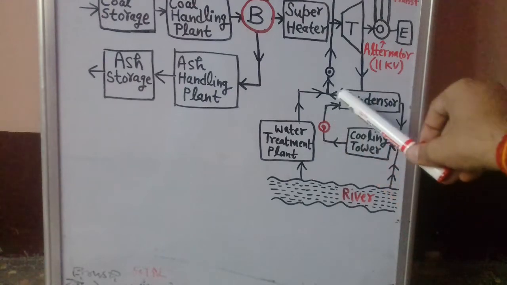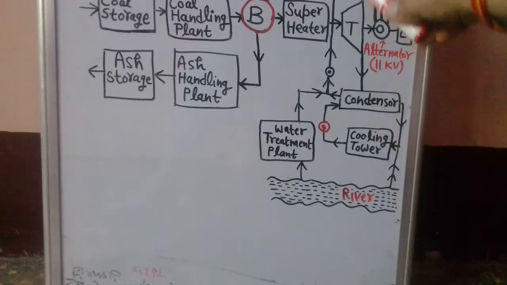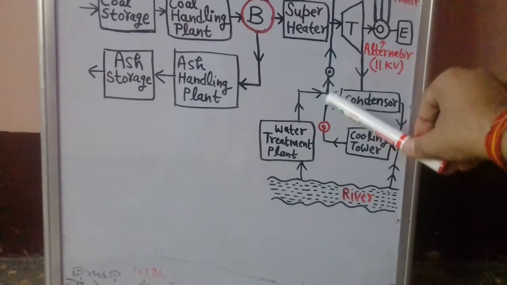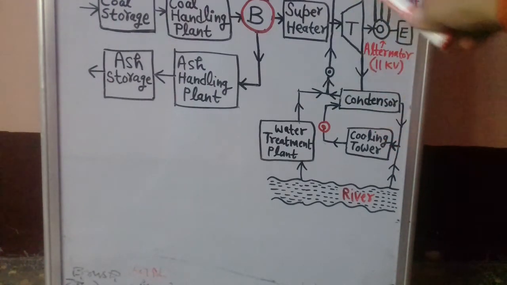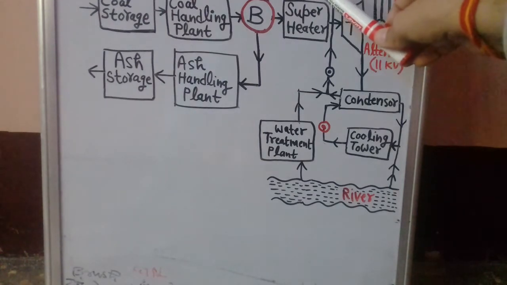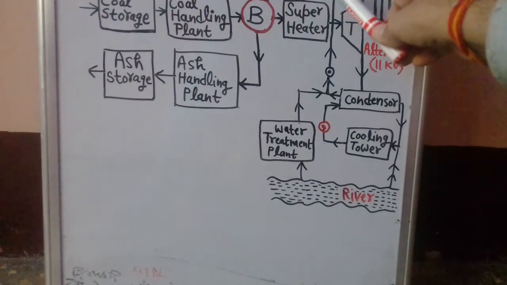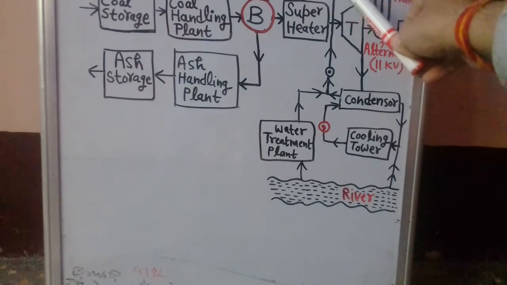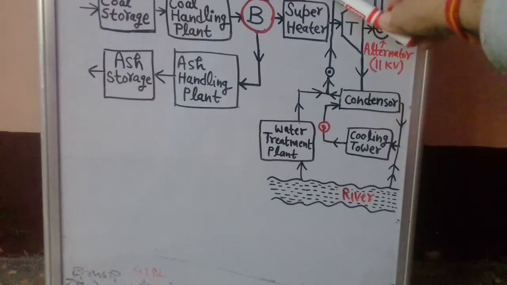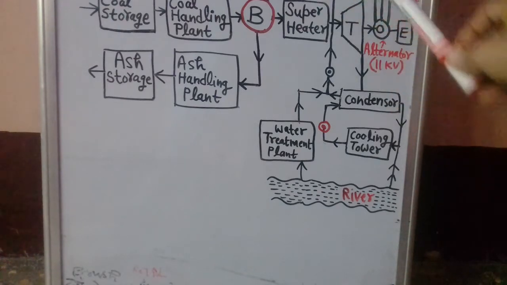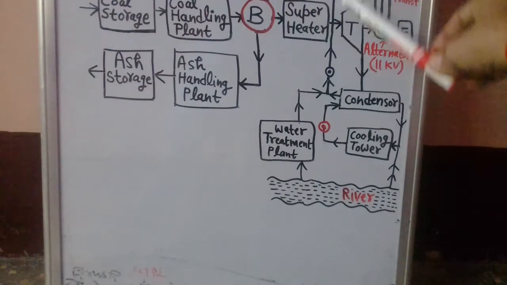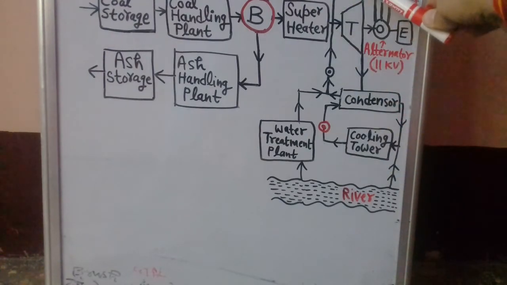And now we can utilize this water for further purposes. This is called feed water. So this feed water is now given to the economizer. Economizer, what will it do? It will heat the feed water. The economizer will preheat this feed water, so it will increase the temperature of this water.